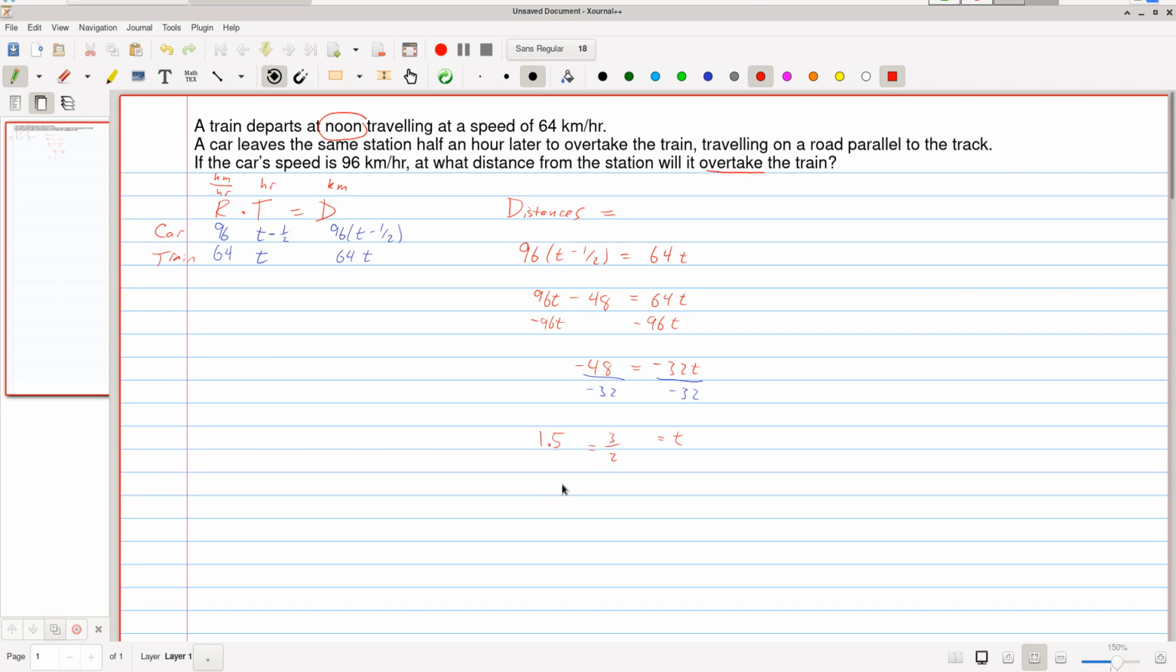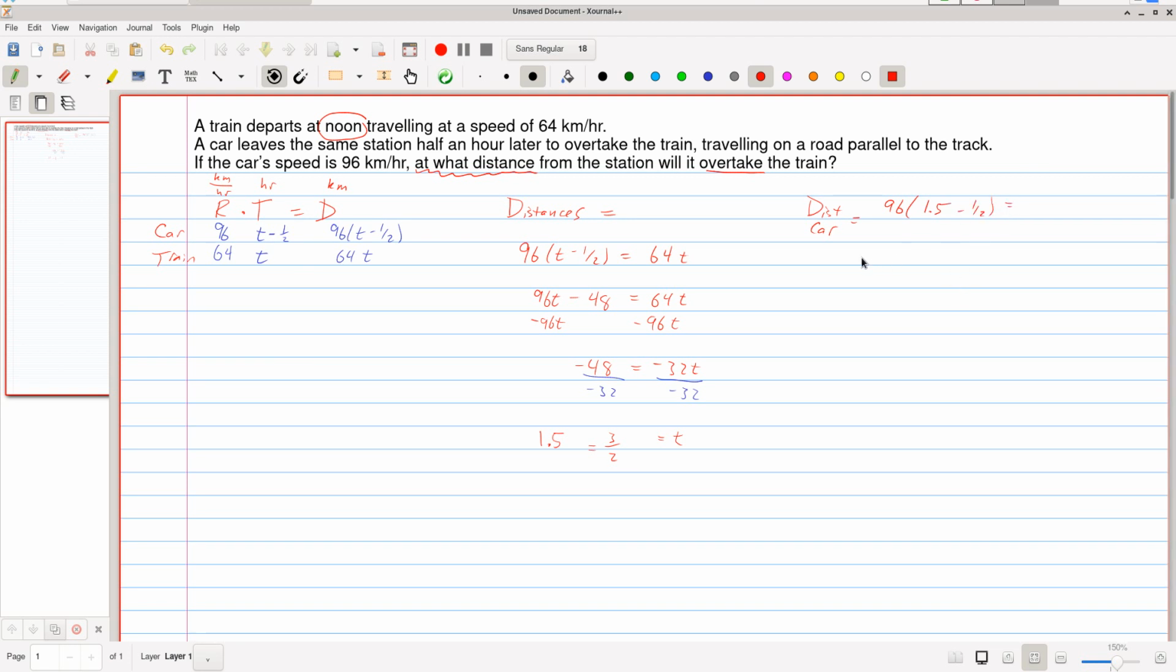However, this is not what the question asks for. They say, at what distance from the station will it overtake the train? We found the time, we've got to find the distance. So we're going to plug this t value into either one of these two distances. If we want to be safe, we'll plug it into both. So let's check the distance that the car had traveled. This is 96 times our t value, which is 1.5, minus 1/2.